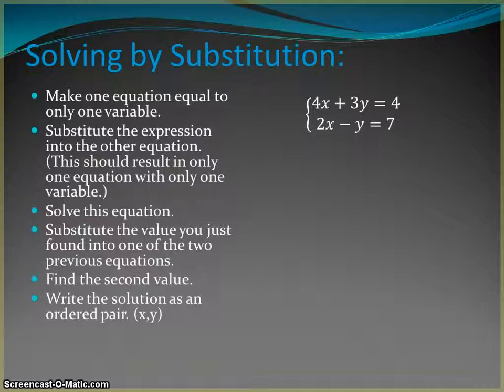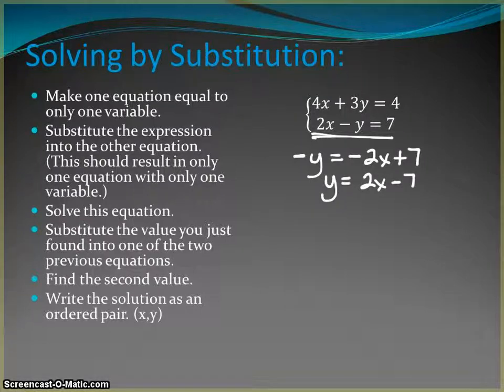So the first thing that I'm going to do to this equation is solve it for y. So we're going to take this, we're going to get y by itself, and it's going to look like this. We'll start with -y equals -2x plus 7 by subtracting the 2x to the other side. And then we'll multiply everything by -1, so we end up with a positive 2x minus 7. So now we'll be using this equation instead of this one that we have up here.